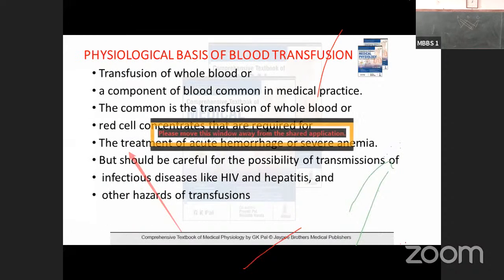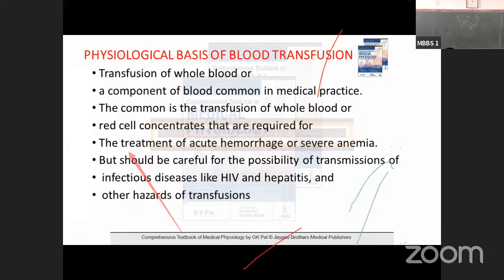Then blood transfusion. What is the physiological basis of blood transfusion? Blood transfusion may be done with whole blood, that is the whole blood transfusion, or only plasma is transfused, or only packed cell volume, PCV, is transfused. These are the types of transfusion: whole blood or the components of the blood.